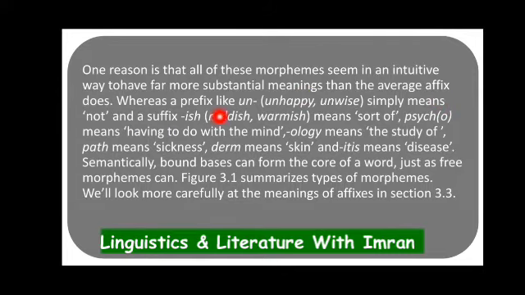Whereas a prefix like in unhappy, unwise simply means not. You can see here that the prefix un and the prefix un simply mean not. So they are not like substantial meaning. While the bound base we have like psycho or we have path. In psychopath, path has its own substantial meaning and psycho has its own, right? Similarly, we can see the suffix ish, reddish or warmish, means sort of, right?